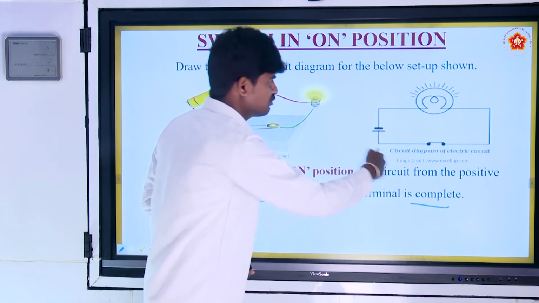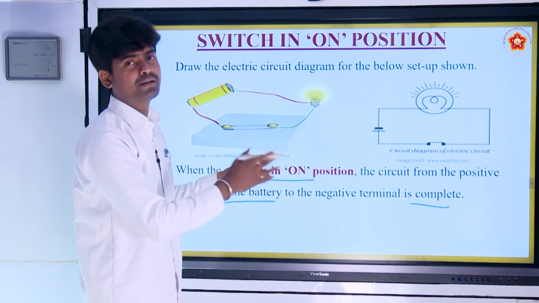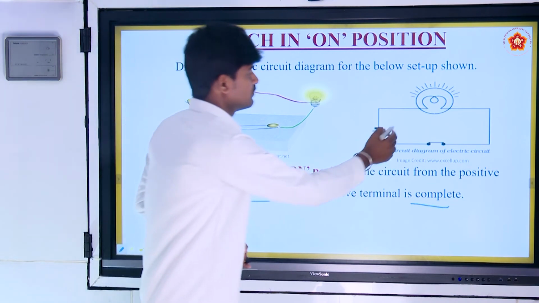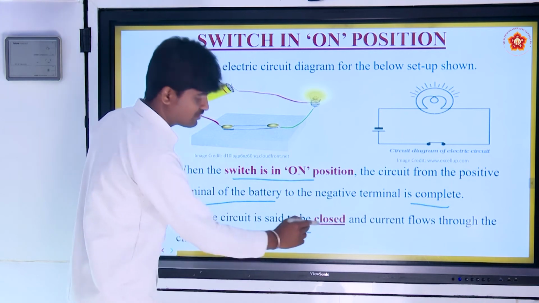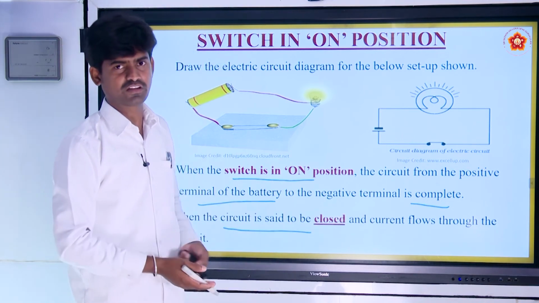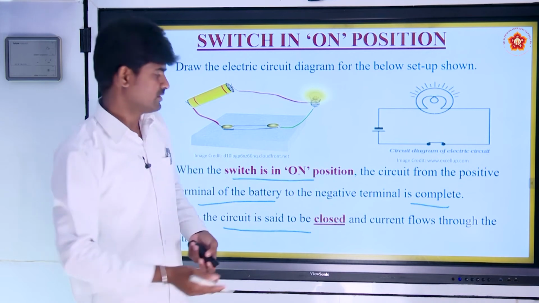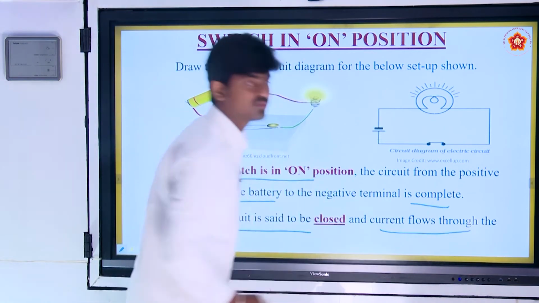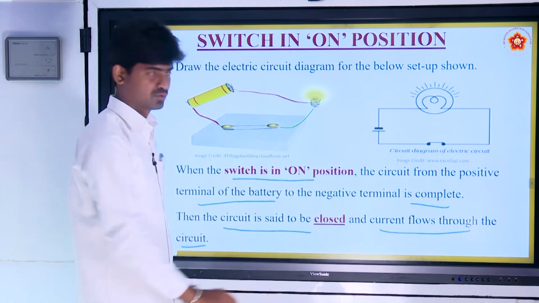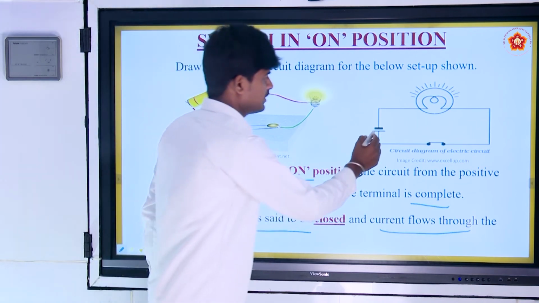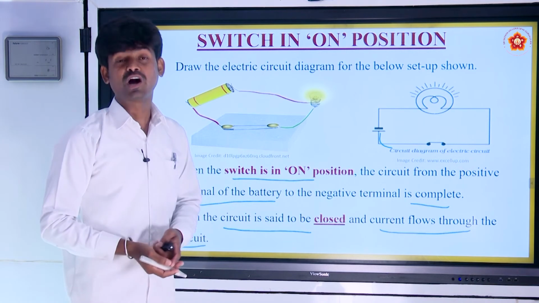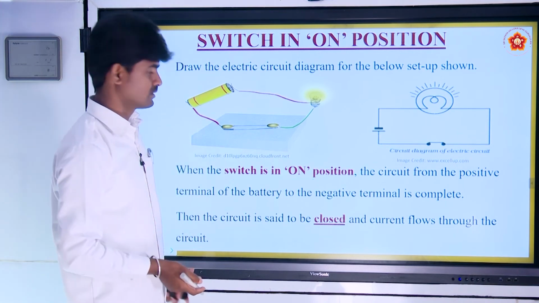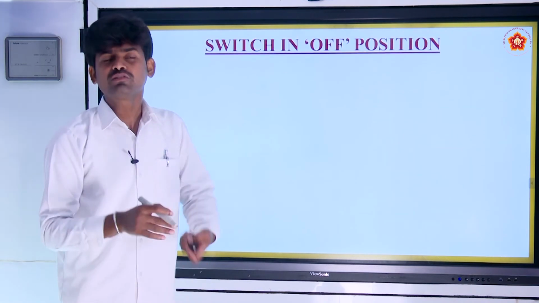So, it is a complete circuit. Yes, see, then the circuit is said to be closed, it is a closed circuit. Okay, when the circuit is closed, the current flows through the circuit. That is the switch on position.